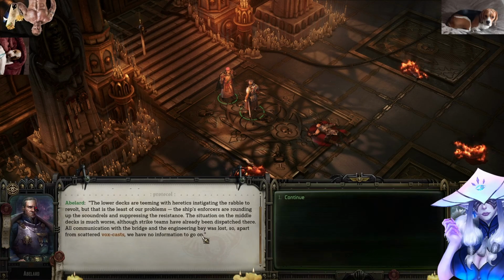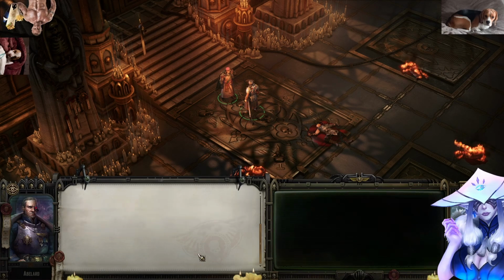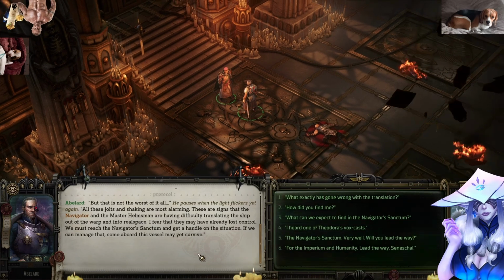The lower decks are teeming with heretics instigating the rabble to revolt. But that is the least of our problems. The ship's enforcers are rounding up the scoundrels and suppressing the resistance. The situation on the middle decks is much worse, although strike teams have already been dispatched there. All communication with the bridge and the engineering bay was lost. So, apart from scattered voxcasts, we have no information to go on.